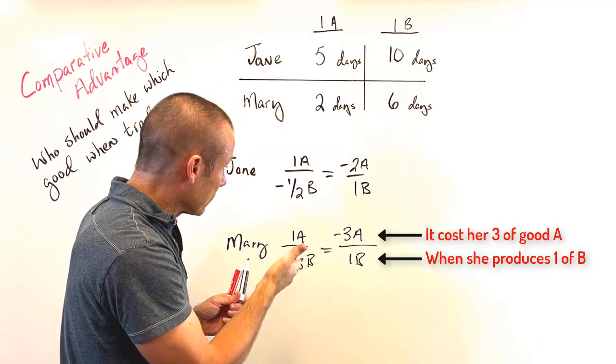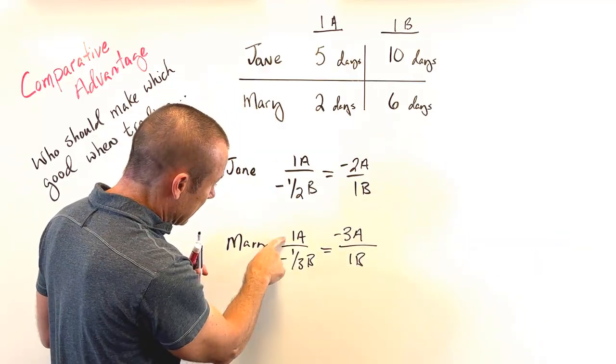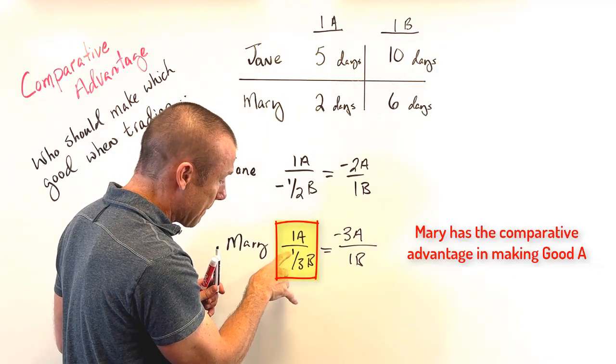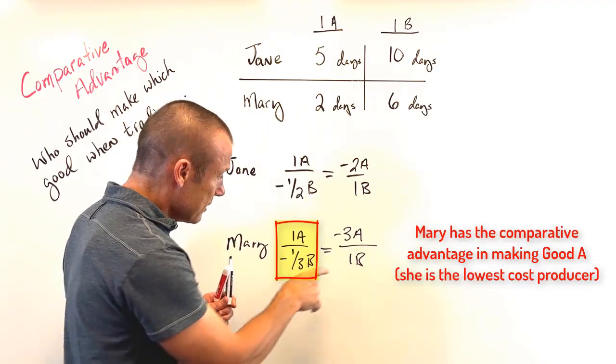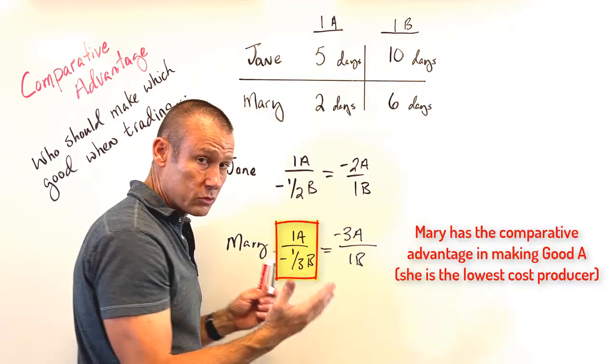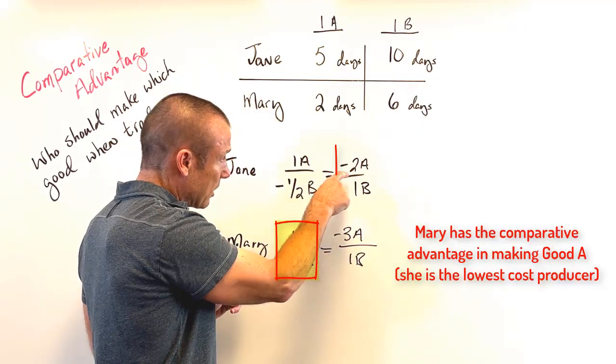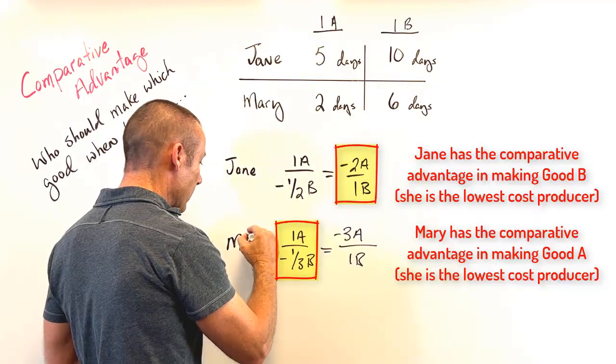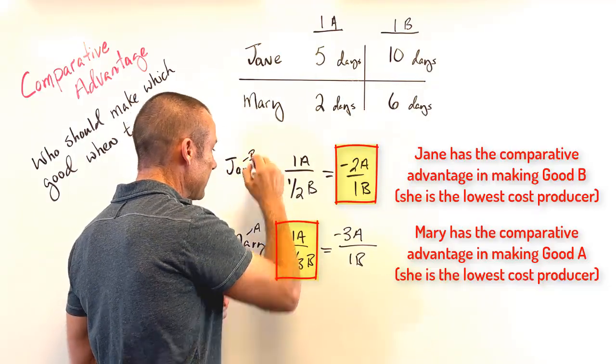We can just kind of look at this right off the bat. Who's got it for making A? Ooh, Mary has the lowest opportunity cost when she makes A. Mary's got the comparative advantage for making A. When we make one of B, who's got the lowest opportunity cost? Oh, Jane has the lowest opportunity cost for B. So we go ahead and write that A and B.